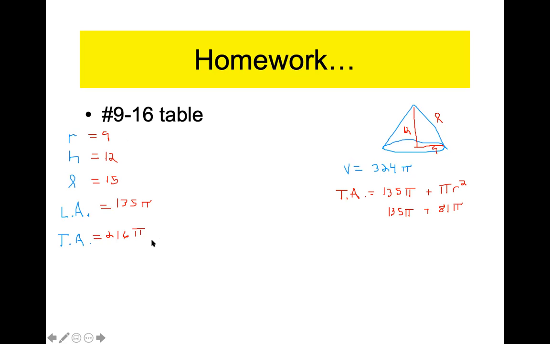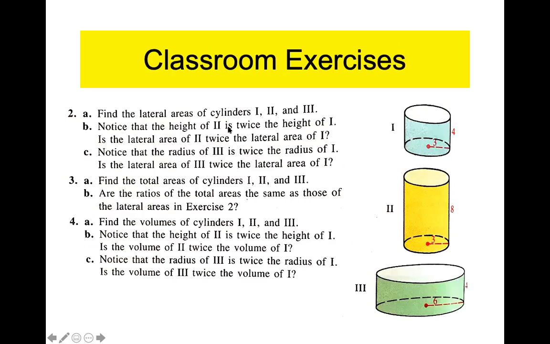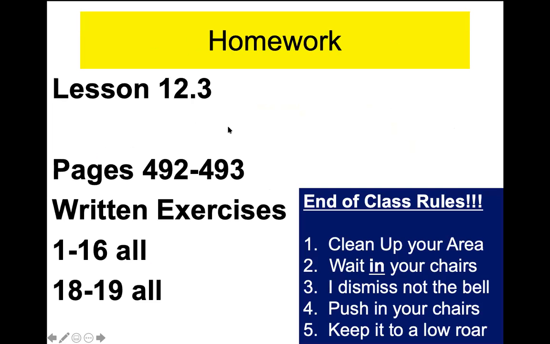All right. Any questions on anything we did today? Number 16 ended up being not a big deal. It's pretty simple to do. The table isn't too bad. Let's see. What did I give you tonight for homework? Last page. I gave you 1 through 16, that table, and then 18 and 19. So 18 and 19 deal with cylinders. 9 through 16 is all cones. Cone is the harder one to mess with.